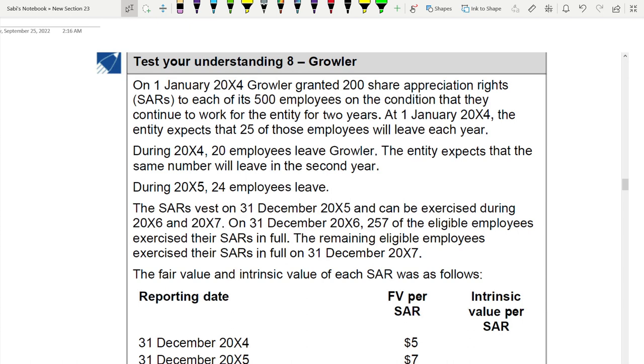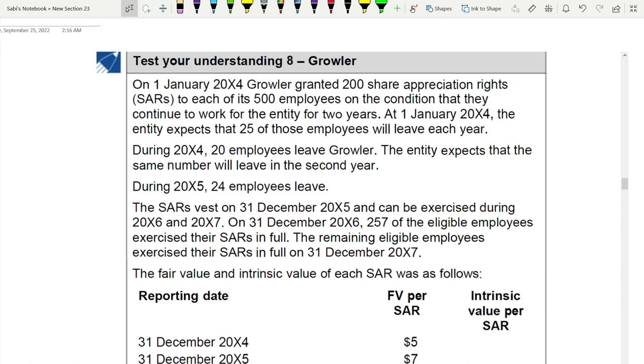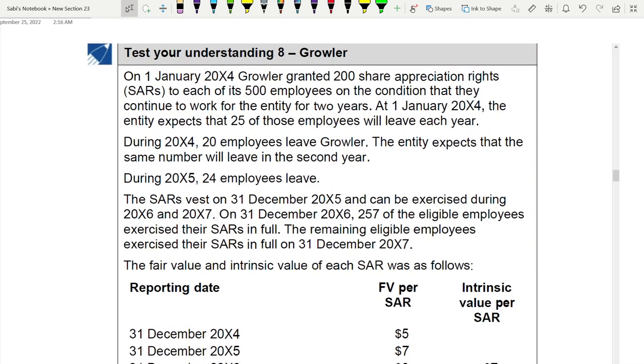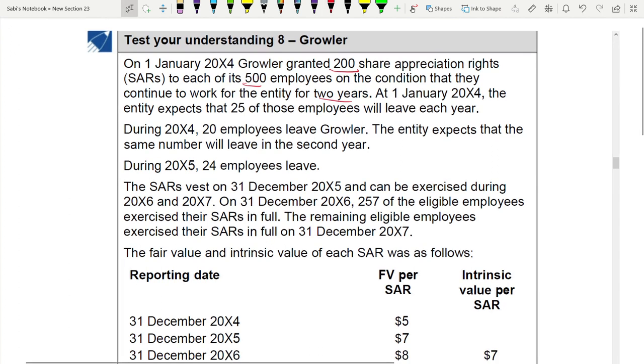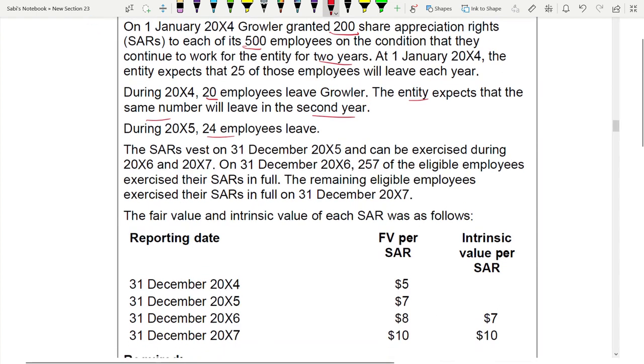Test your understanding 8, Growler. In this, you have been given the share appreciation right 200. 500 employees are there, and this is for 2 years. In 2004, 20 employees leave. Entity expects the same number will leave in the second year. During 2005, 24 employees leave. Out of this, SAR vest on 31st December 2005.